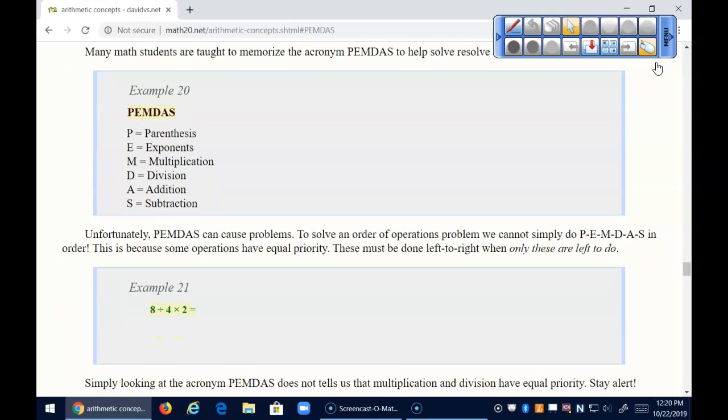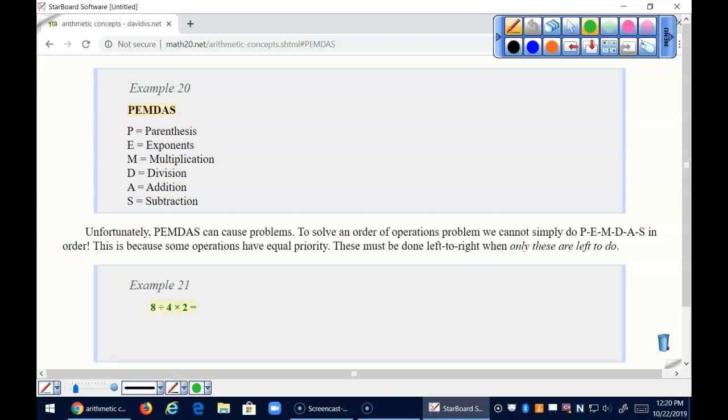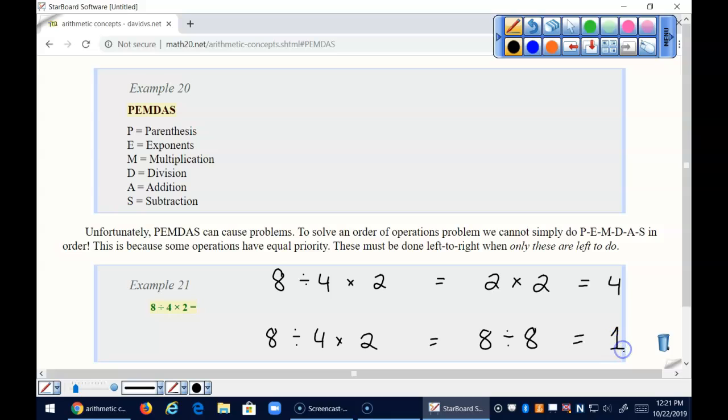And why do we need this? Because when I'm doing 8 divided by 4 times 2, we have two options. Do we say 8 divided by 4 is 2, and then 2 times 2 is 4? Or do we say, oh, look, multiplication comes up higher than division in the list, so let's multiply first: 4 times 2 is 8, and then 8 divided by 8 is 1. I thought when it came to division and multiplication, we went from left to right.